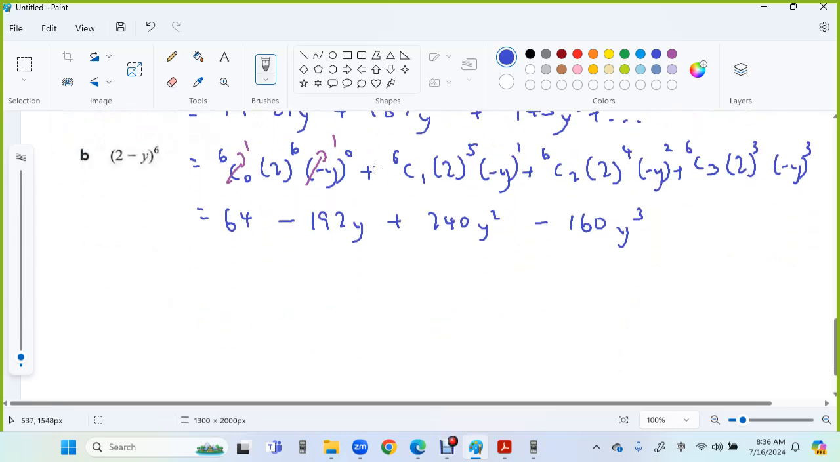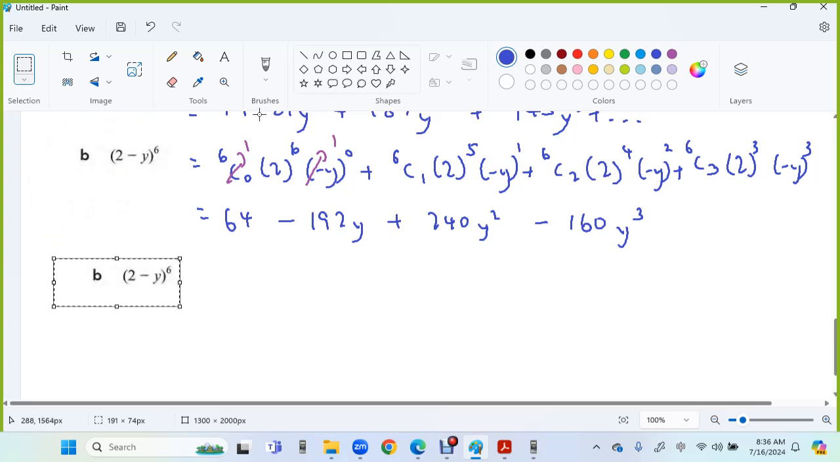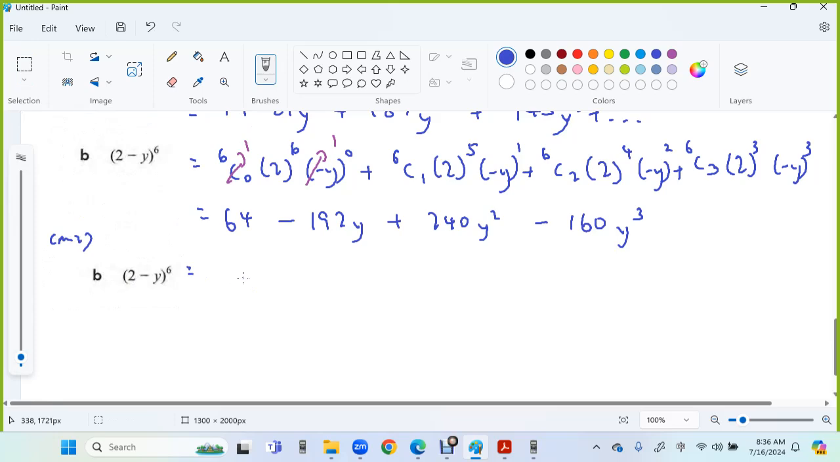So I will do it this way. But the textbook here, what they do is they do it this way. They want to use the simplified version. Maybe they don't want to use a calculator. So they factorize the 2, giving (2 minus y) to the power 6 as 2 to the power 6 times (1 minus y over 2) to the power 6.